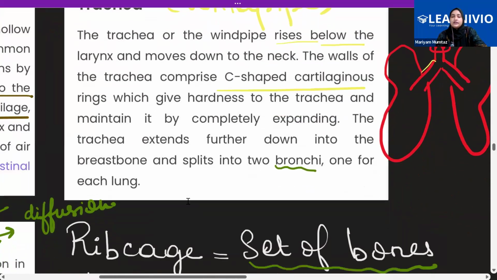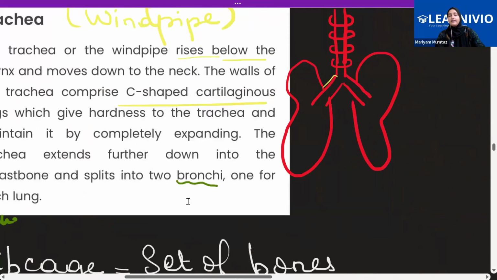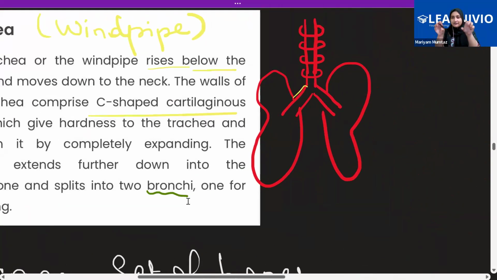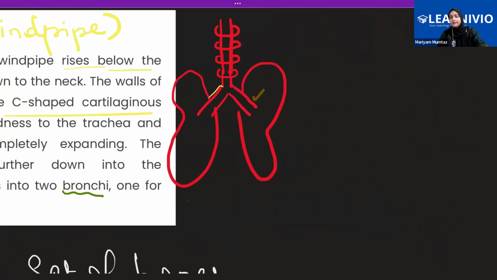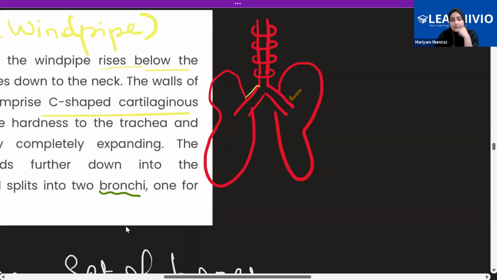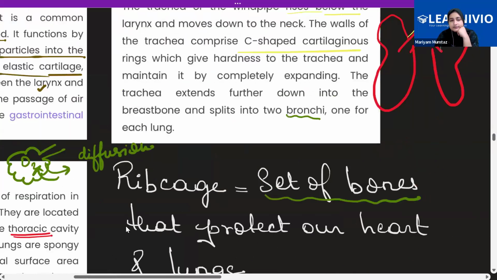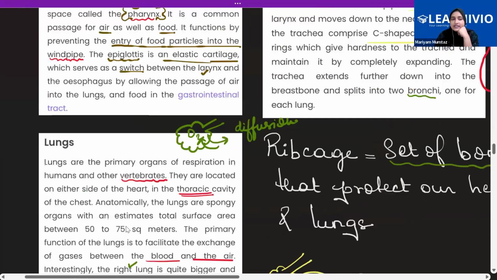Now further, the trachea goes to the level of our chest and then it gets divided into two, and we call them bronchi. So this is the bronchi. The division of the trachea at the level of our chest into the left and right side, we call the bronchi. And lastly, there come the lungs.